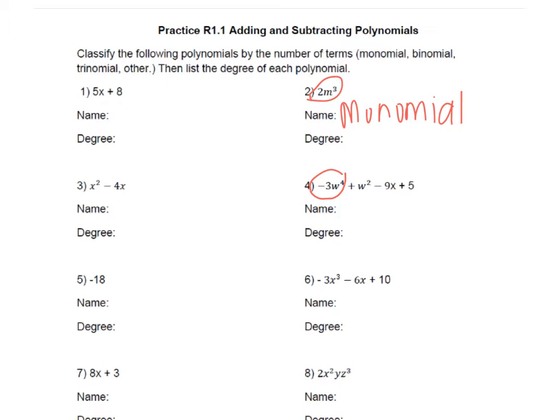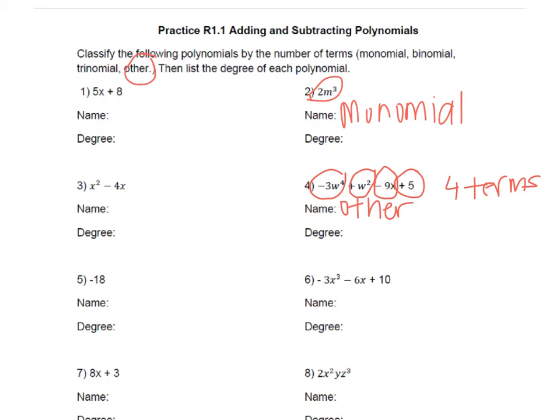So my first term is negative 3w to the 4th. My second term would be w squared. My third term would be negative 9x. And then my last term is 5. So really I have 4 terms here, and we don't have a name for that. So that's why in the instructions it lists other. I think somebody tried to name this like a quadnomial, and that might actually be correct. I'm not sure. So you can take quadnomial or just other.